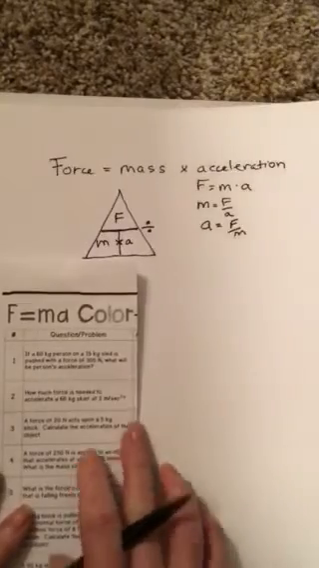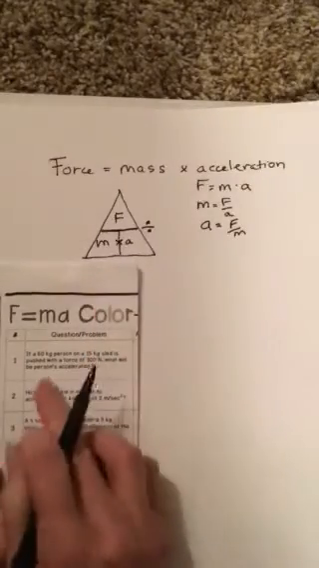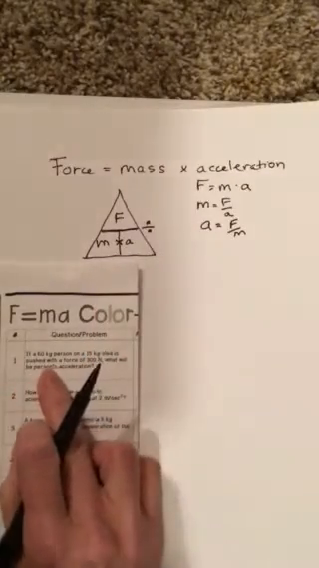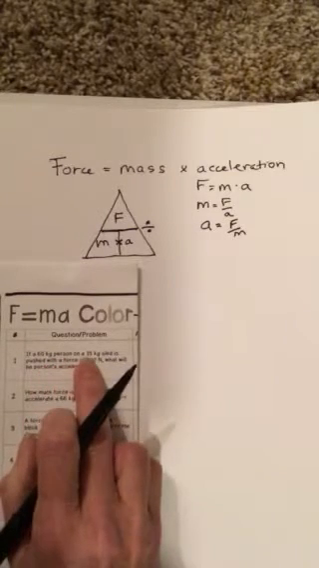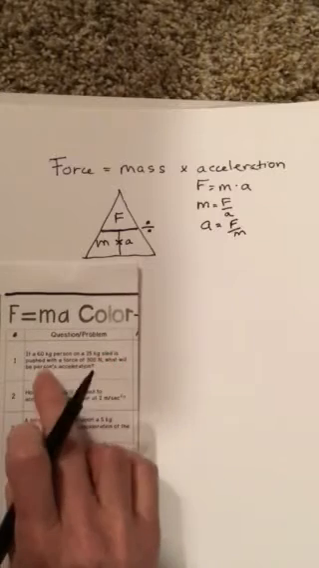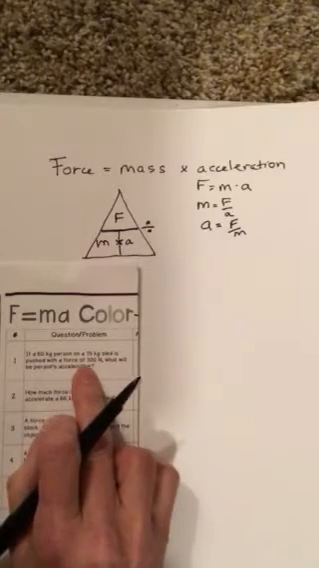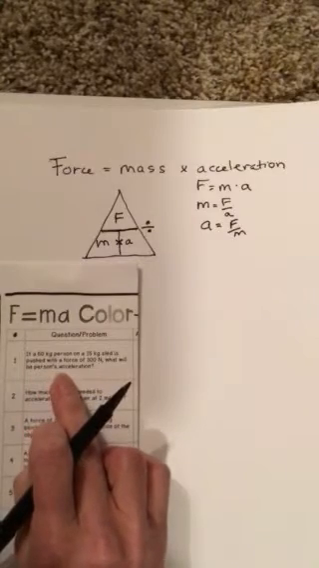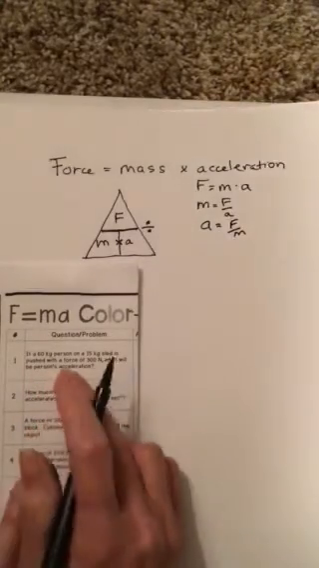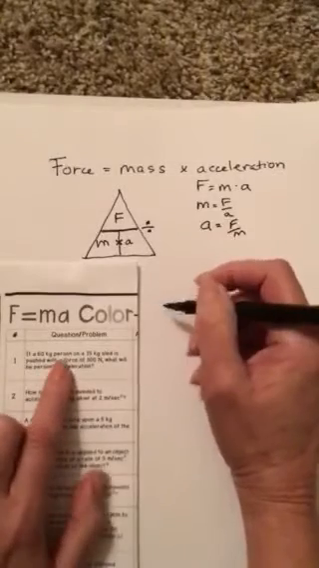All right, so we're going to do the first one together, this one, and it says: if a 60 kilogram person on a 15 kilogram sled is pushed with a force of 300 newtons, what will the person's acceleration be? All right, so what do we have? Let's write down what we have.